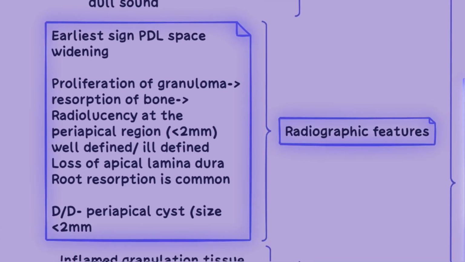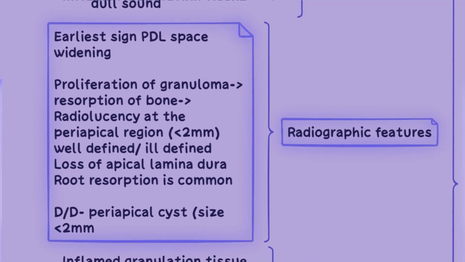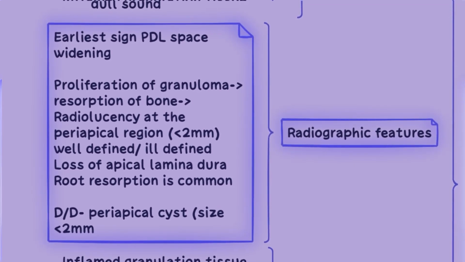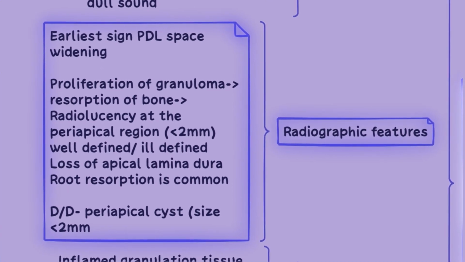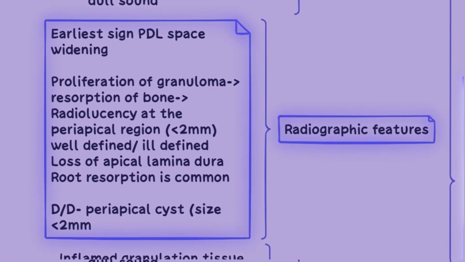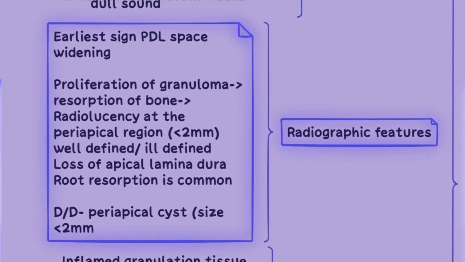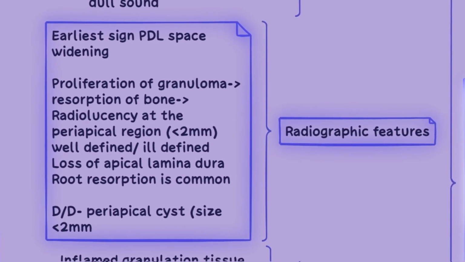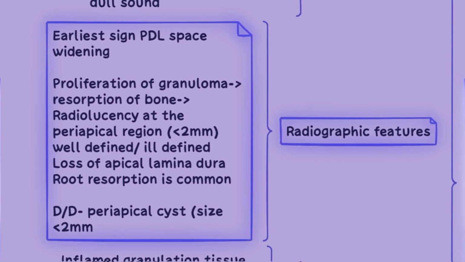The earliest radiographic sign is widening of the periodontal ligament space around the tooth root. Proliferation of the granuloma leads to resorption of bone, resulting in a radiolucent area at the periapical region less than 2 mm in size. The radiolucency may be well-defined or ill-defined. Loss of the apical lamina dura may be observed, and root resorption is a common feature in periapical granulomas.